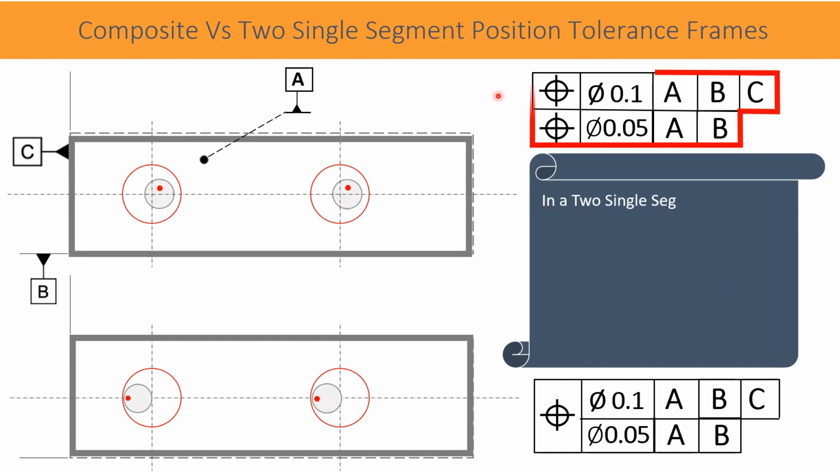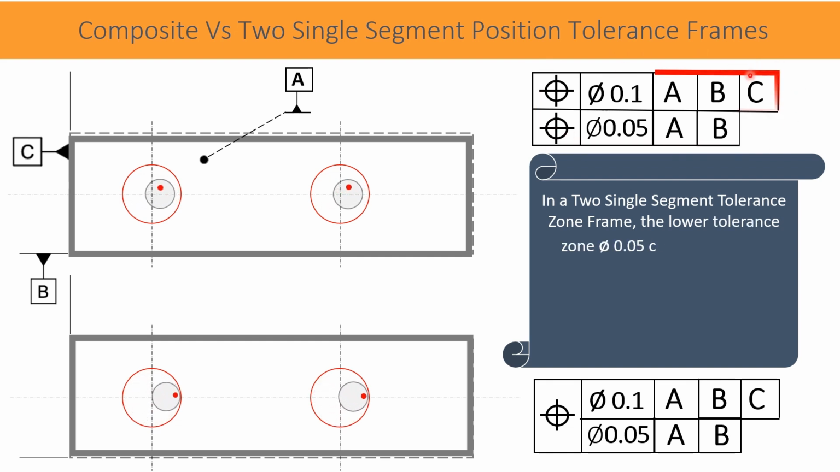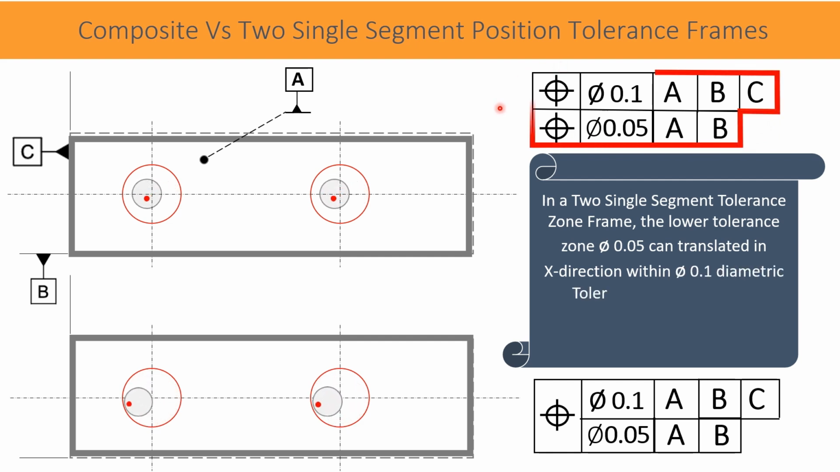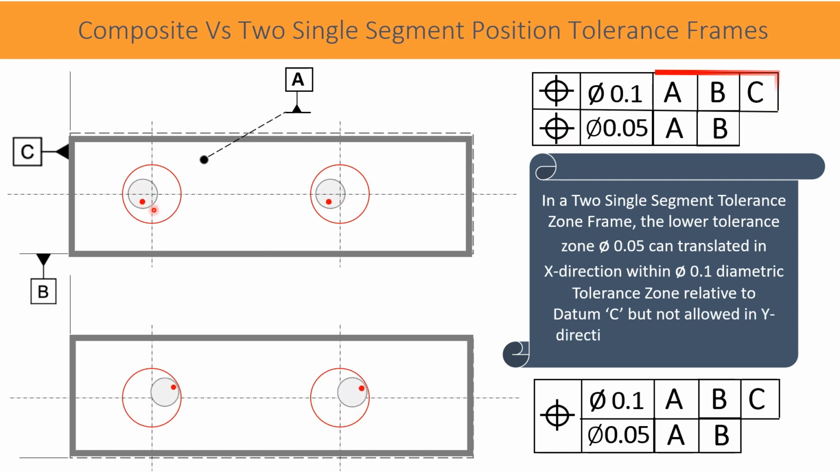From the two single segment positional tolerance zone frame, we can draw the conclusion that, for the given example, the part, which is a pattern of two hole features, can be translated within a 0.1 diametrical tolerance zone relative to datum C in the direction of x, and can be translated within 0.05 relative to datum B in the direction of y.